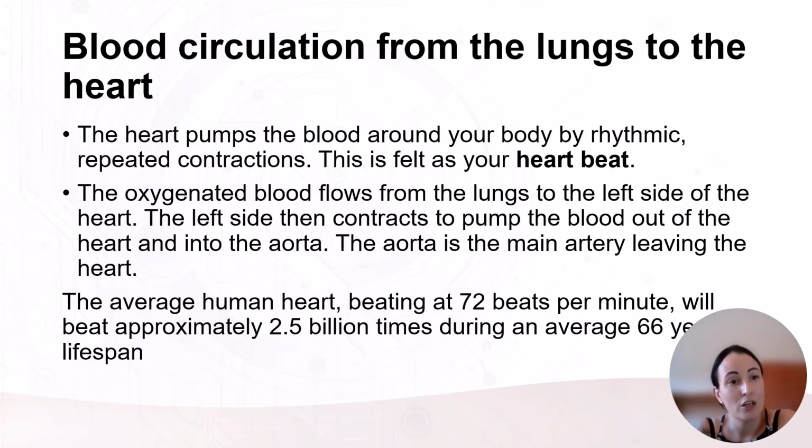The heart pumps the blood around your body by rhythmic repeated contractions, and this is felt as your heartbeat. We refer to that as systemic circulation because it's not necessarily about the lungs or moving oxygen in and out of the blood, but about moving oxygen around the whole body. So as part of circulation, we get the pulmonic circulation and the systemic circulation. We also get the coronary circulation, which is within the heart, but we don't really need to go into so much detail in grade 9.